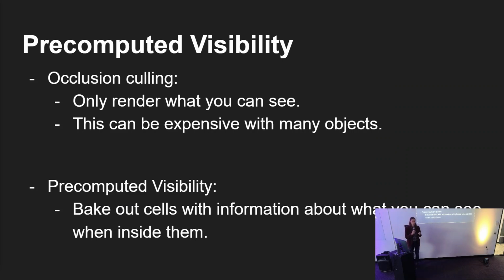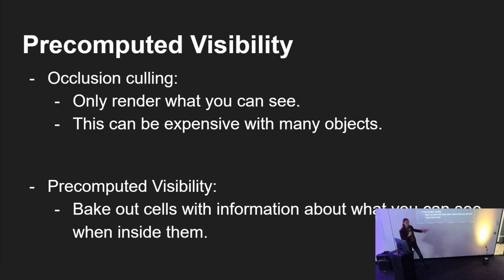So the next thing I want to talk about is precomputed visibility. In video games, there are two ways of deciding whether something's on screen, whether we actually want to render it. We have frustum culling, which is whether or not it's in the view frustum of the player. So if anything's behind you or to the side, we know that we don't need to render it. The second thing is occlusion culling.